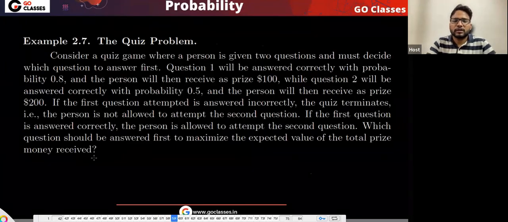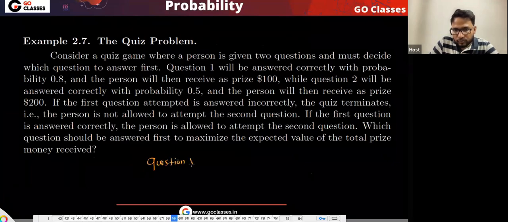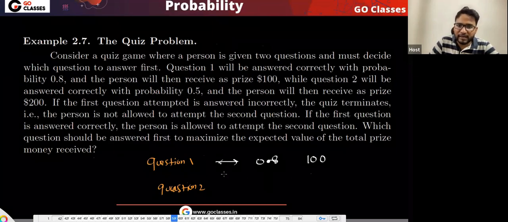So let's see this question. In this question, they are saying that consider a quiz game where a person is given two questions and must decide which question to answer first. Which means there are two questions, question 1 and question 2. Question 1 will be answered correctly with probability 0.8, and if question 1 is answered correctly, then he will get $100. Question 2 will be answered correctly with 0.5 probability, and if question 2 is answered correctly, then he will receive $200.